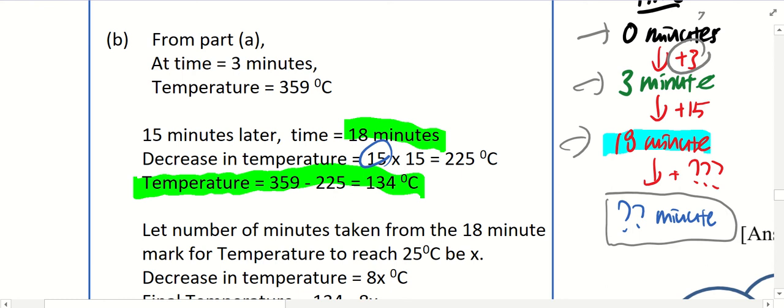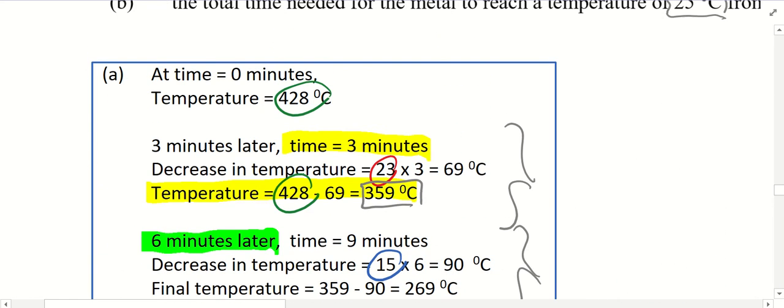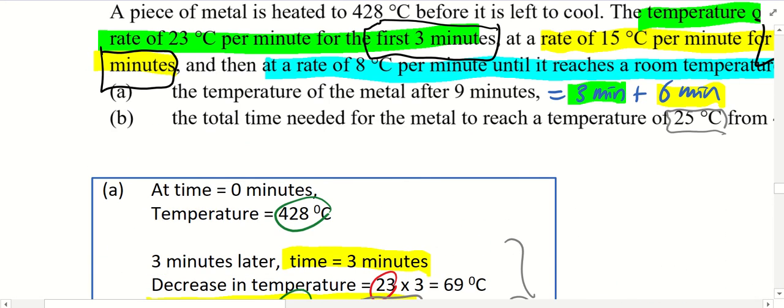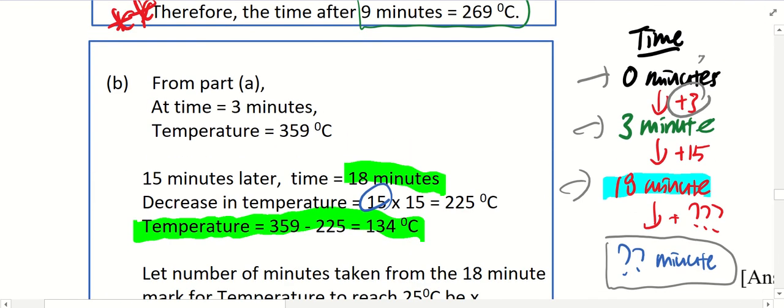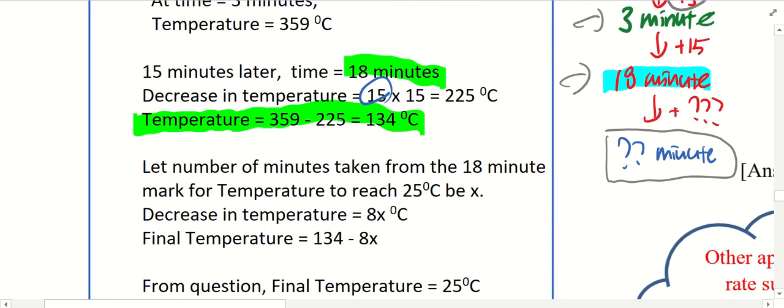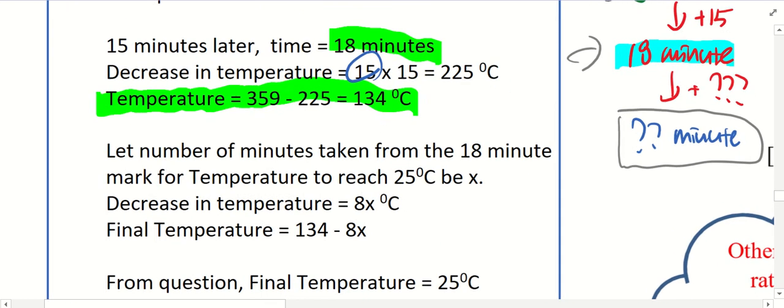Still very high as compared to room temperature, 25 degrees Celsius. So we know that the metal has to cool even further. This is when the third rate will come in, at 8 degrees Celsius per minute. So that is the rate from now onwards. But how long has passed? How much time has passed such that the temperature drops now to 25 degrees Celsius? That is the question.